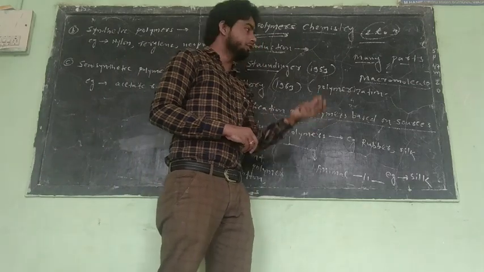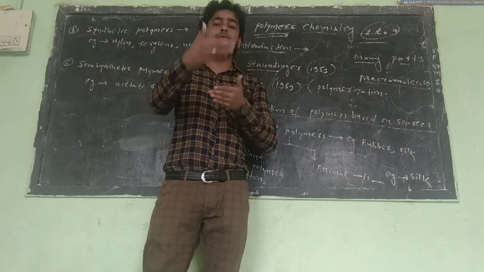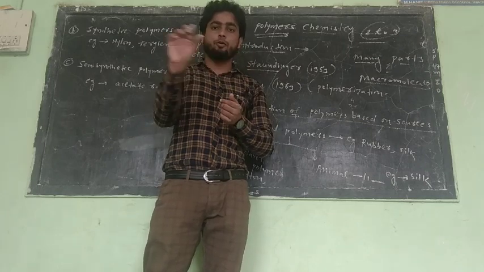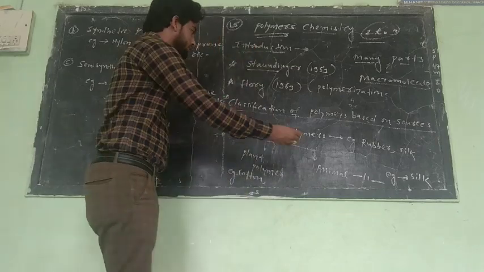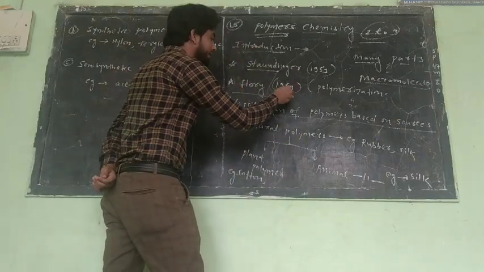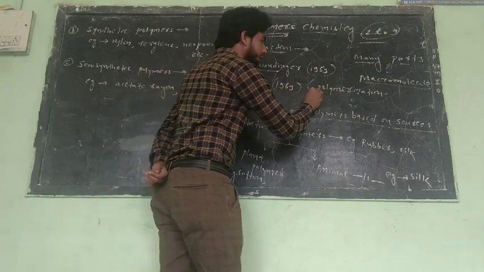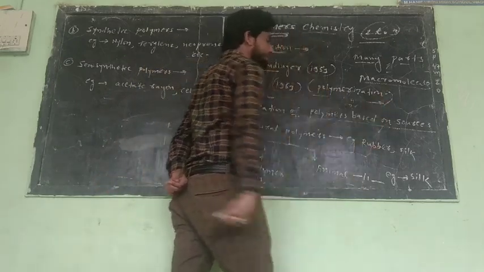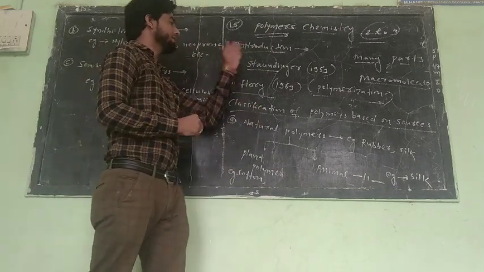Now second, the process in which two or more monomers are repeated to each other to form the polymer is called polymerization. The scientist who gave this name was Flory in 1963. He discovered the process of polymerization. So that is all about the introduction.